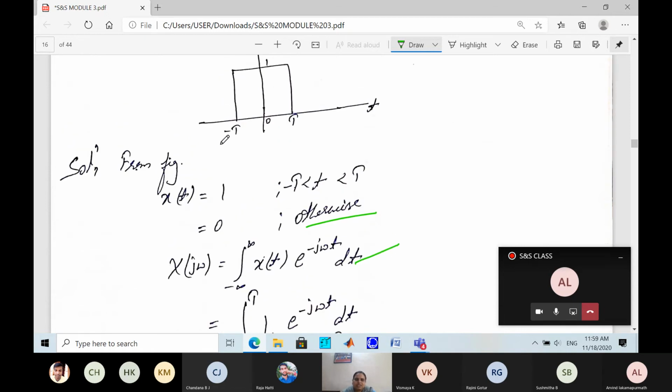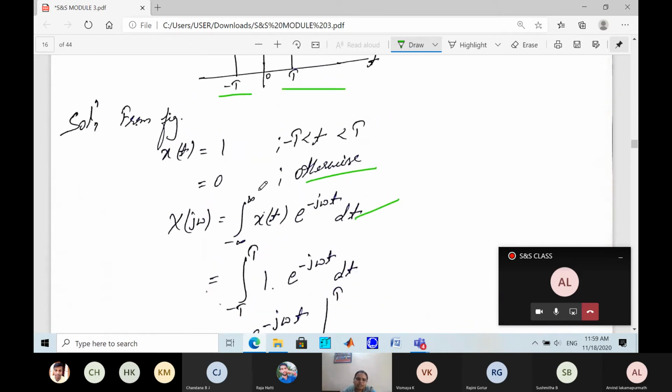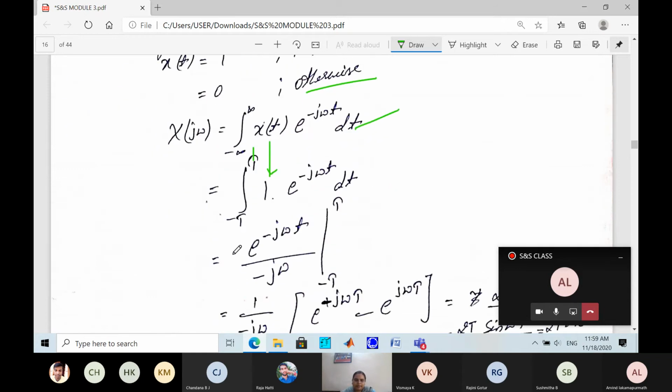Okay. Then what is the limit going to be? Our signal is going to exist between minus T to plus T only. So the limit is going to be minus T to plus T. x of t is going to be 1 only, so substitute it as 1. Then e raised to minus j omega t into dt. Then go for the integration.